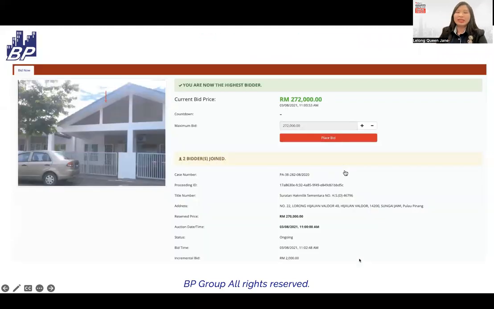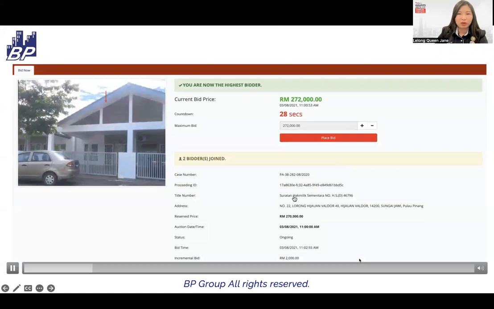So this is another example. Wow, this is a court case. This is the web page for the court case. So you can see it's already counting down. Actually the reserve price is 270,000. Two people joined. One bid is a 2,000 incremental bid. The countdown is very fast, which is 2 minutes and 30 seconds. Just now I showed you it's already 30 seconds. So when we count down 7, 6, 4, 3, 2, 1.